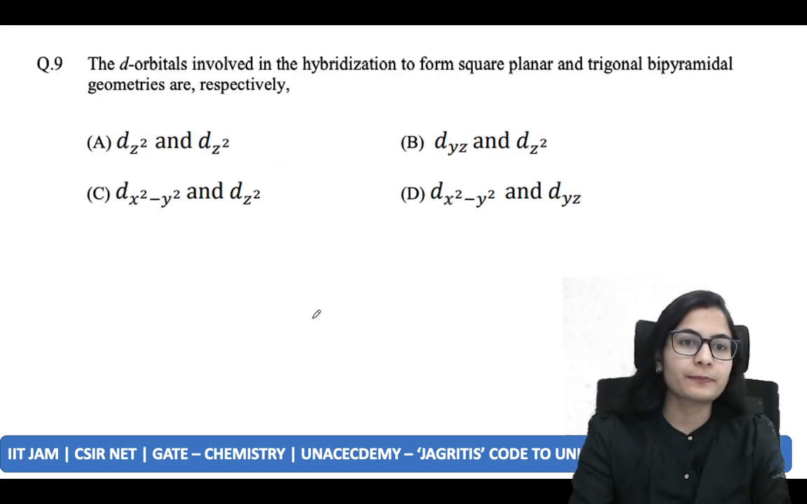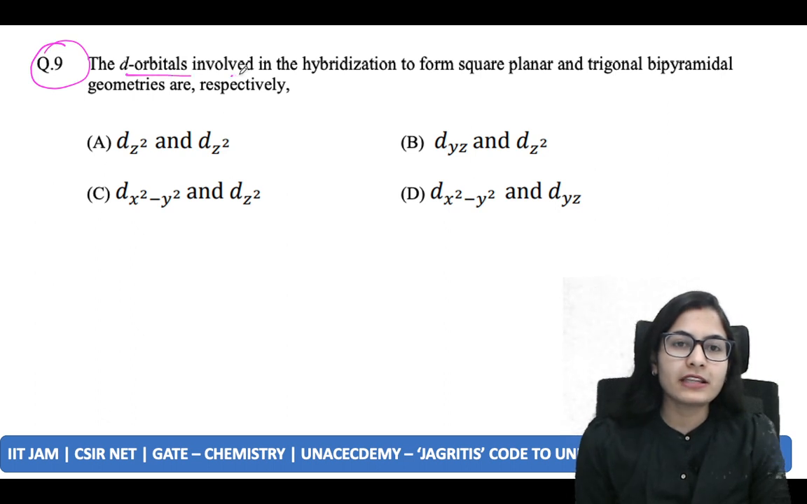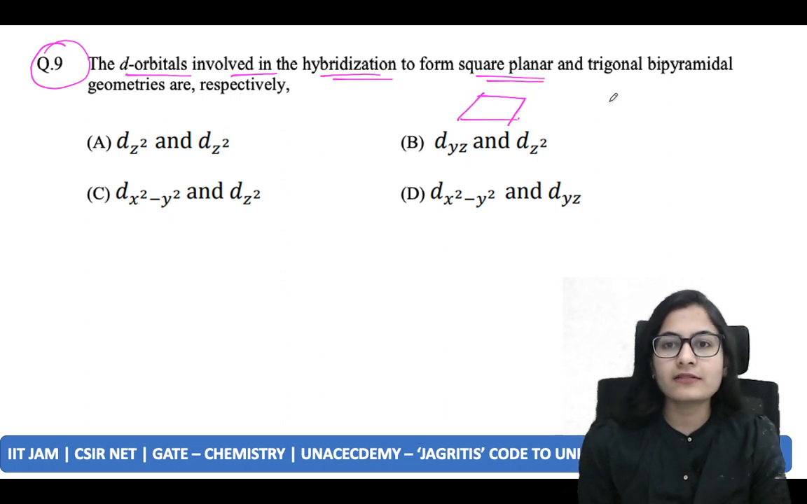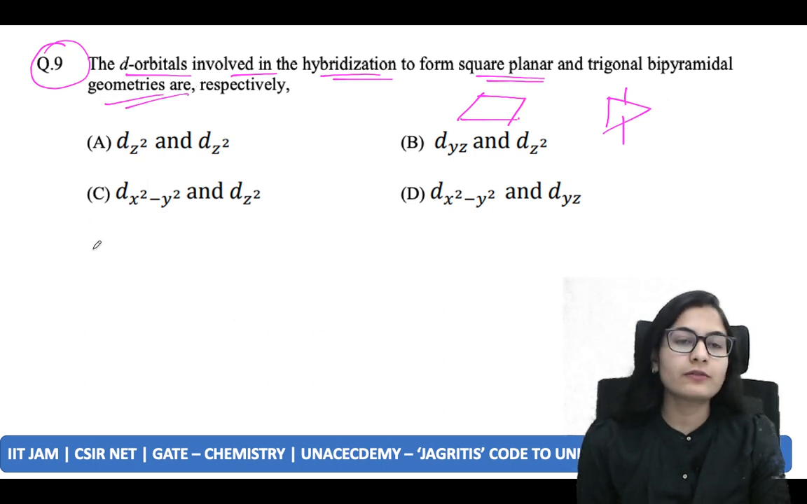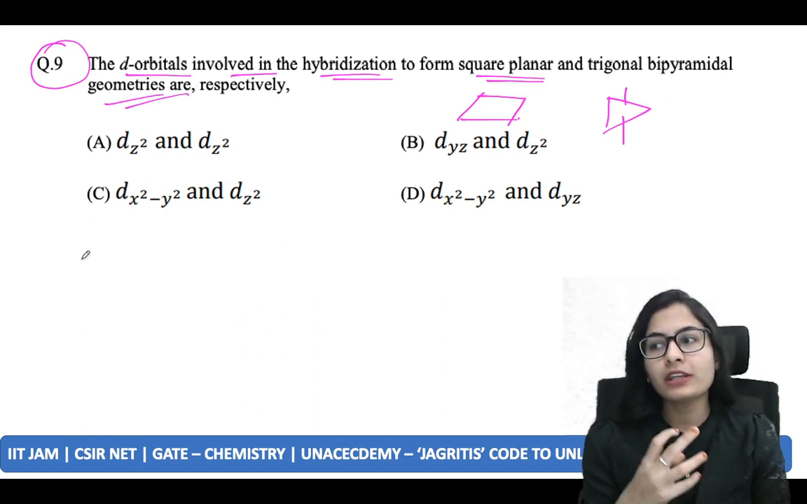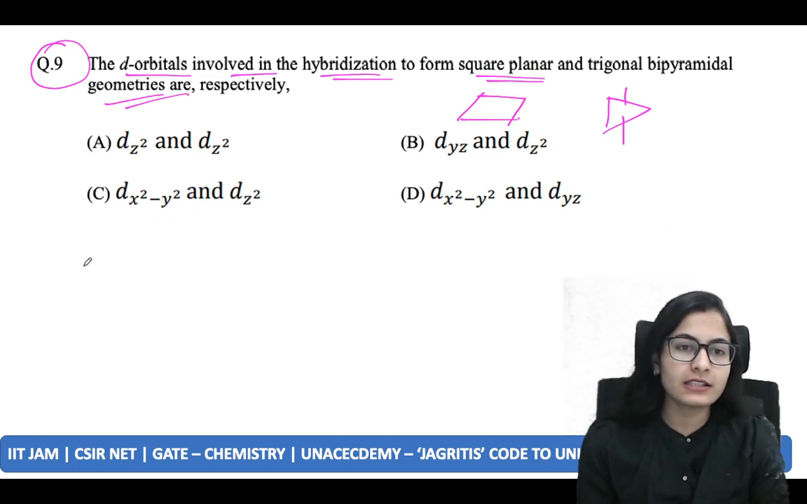Okay, easy question. Another good question is, the d orbitals involved in the hybridization to form the square planar as well as trigonal bipyramidal geometries are. So this is a very logical question from you all. So basically how can you think about this question is, it's very easy. So respectively is given, and that is what you have to focus on, right?